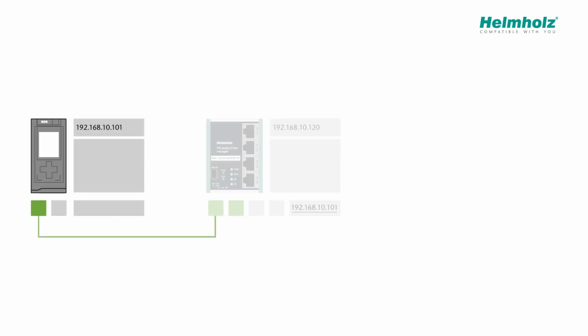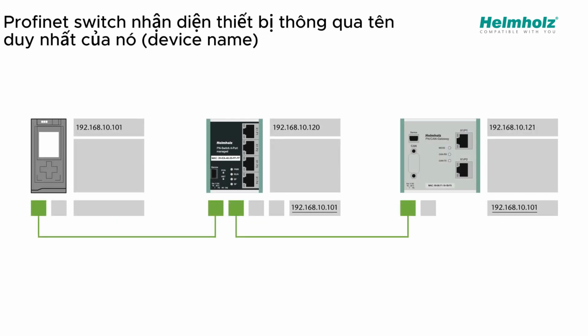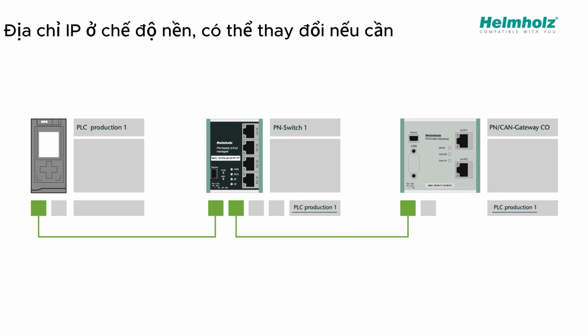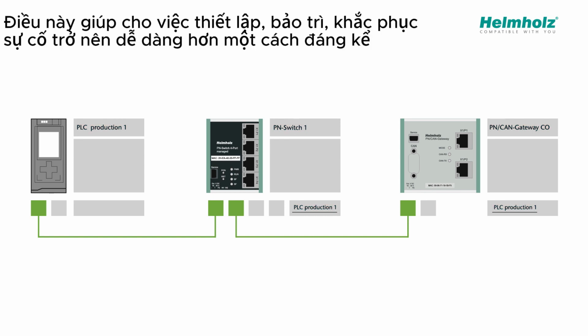In contrast to classic Ethernet, Profinet uses device names for unique identification of machines in your systems. IP addresses stay in the background and can be easily changed if necessary. For complex networks in particular, this makes it considerably easier to install machines and troubleshoot stopped systems.